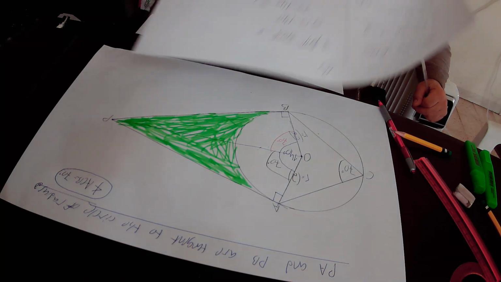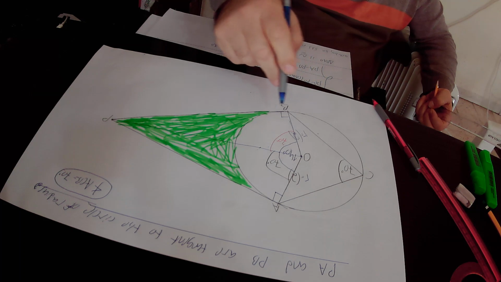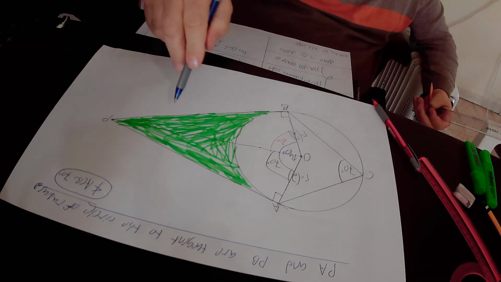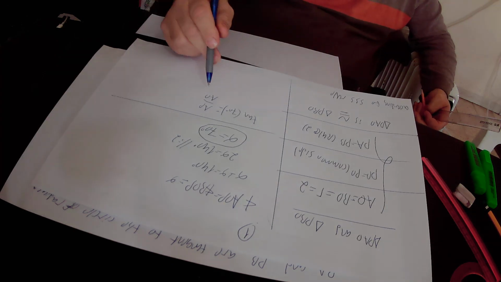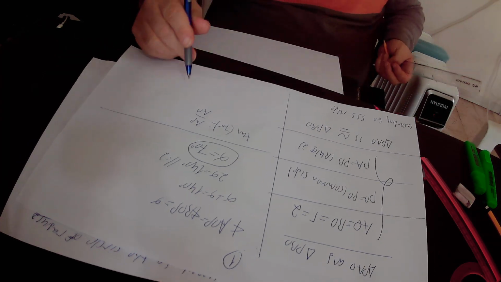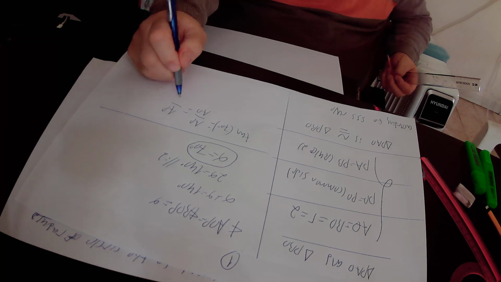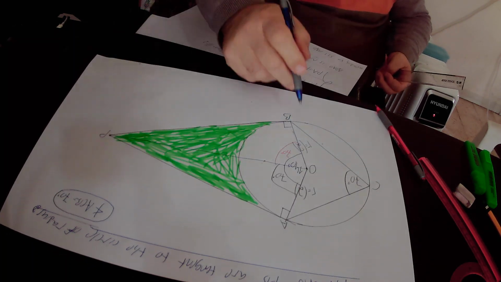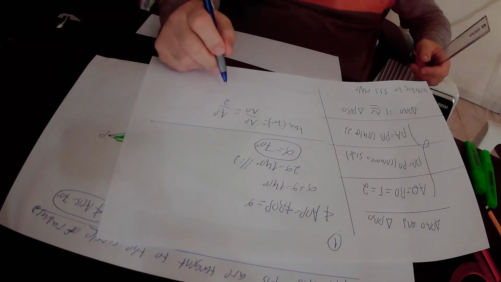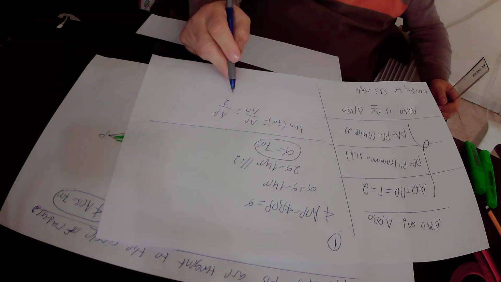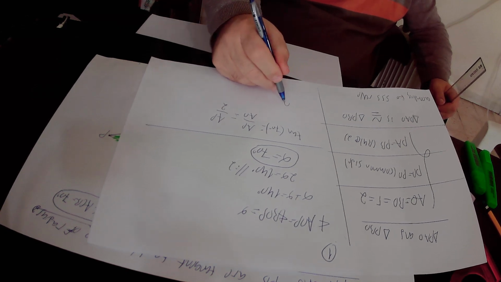Again, in the right triangle AOP, tangent 70 degrees equals AP over AO. AO is 2, so we substitute AO by 2. So tangent 70 degrees equals AP over 2. Tangent 70 degrees is 2.75.